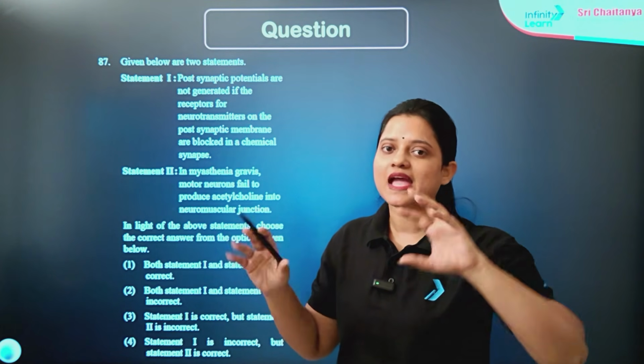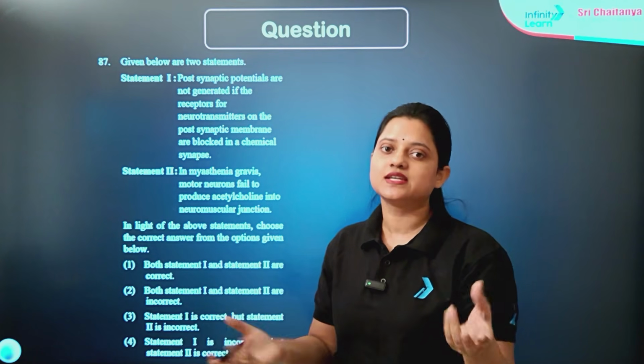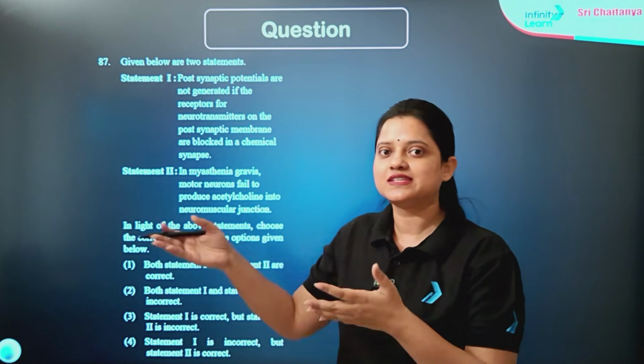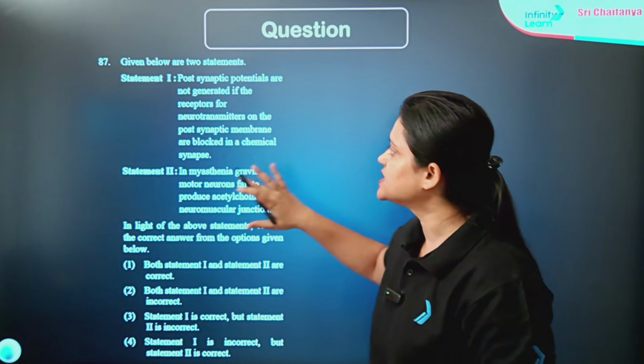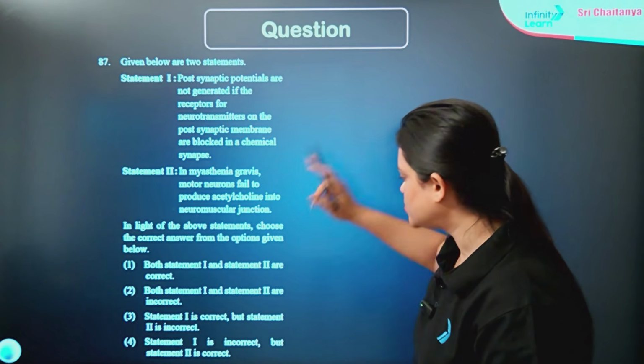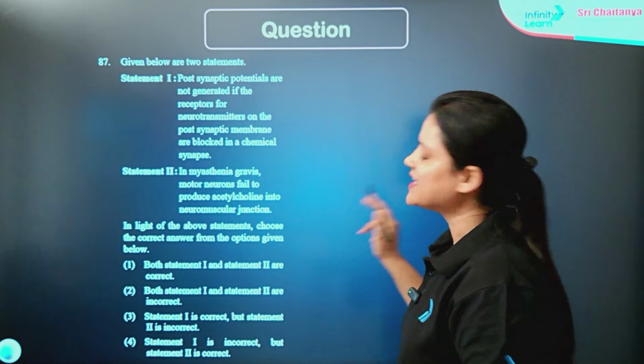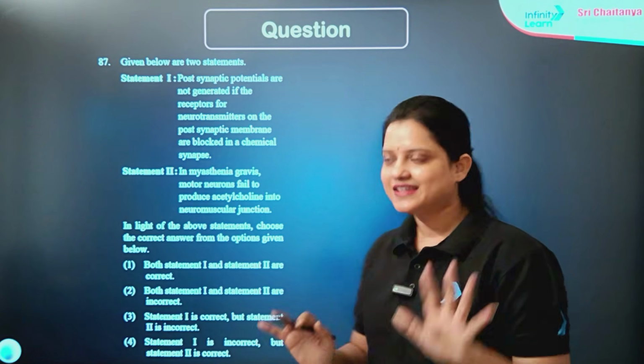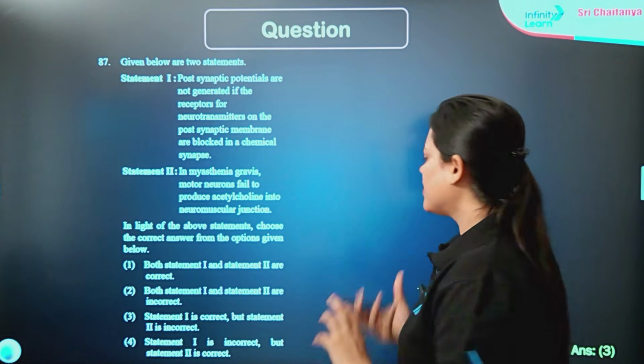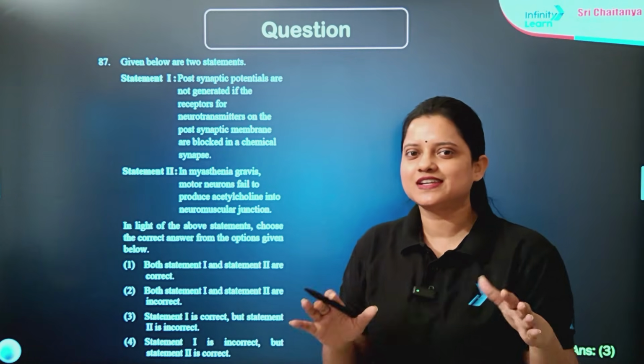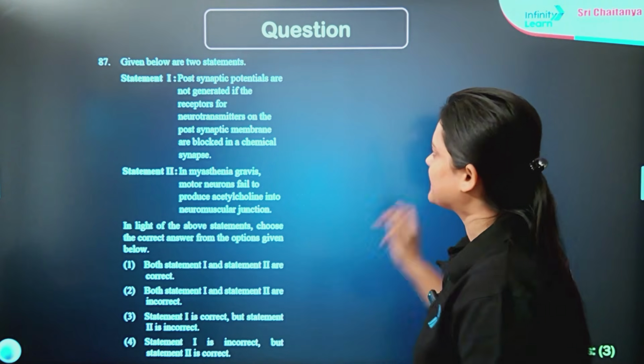So it is not the acetylcholine that is not released, it is the receptors for acetylcholine which are destroyed here. So statement 2 is false. 1 is true, 2 is false. So the correct answer here will be 3. Yes, easy. Some questions are a bit twisted, not that easy and direct, isn't it?